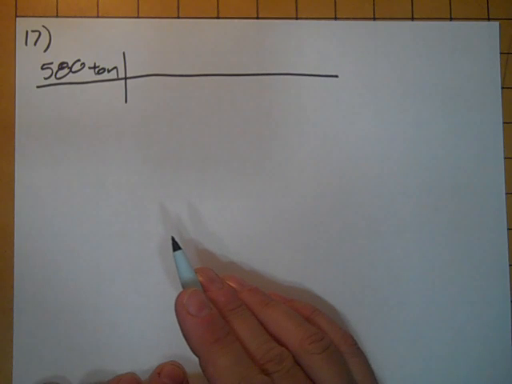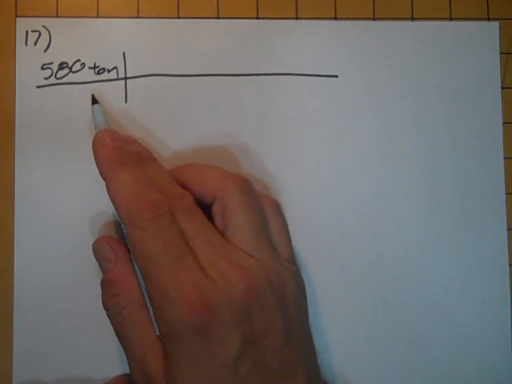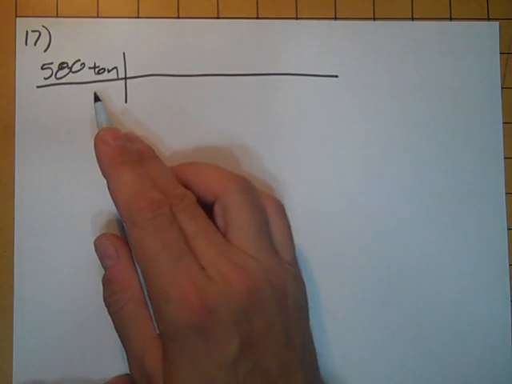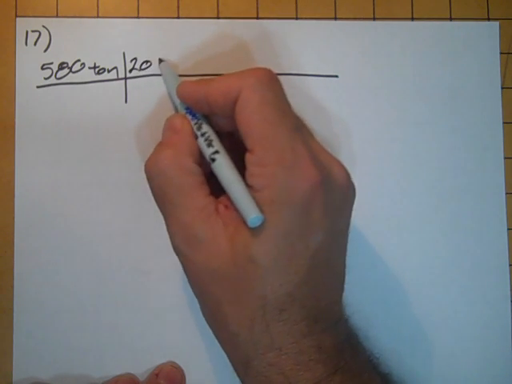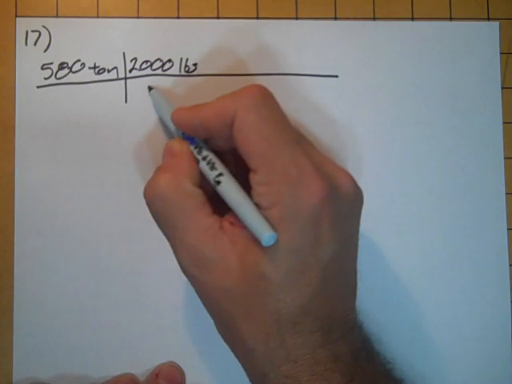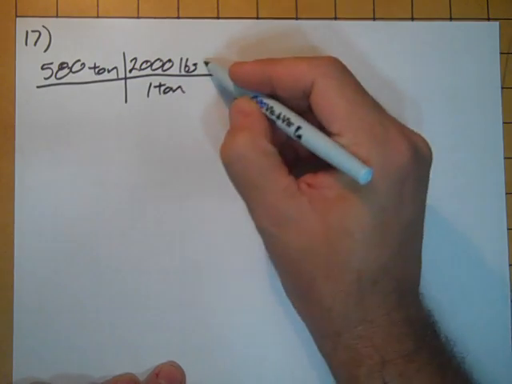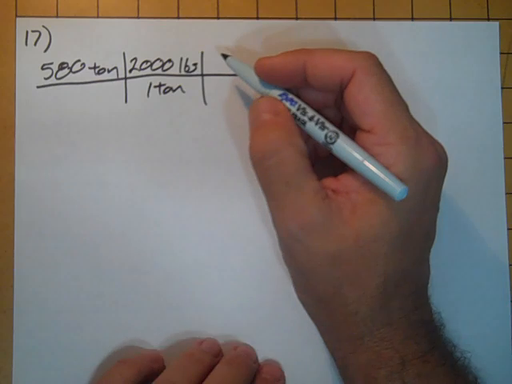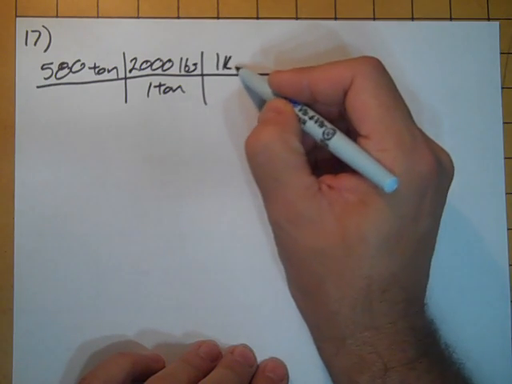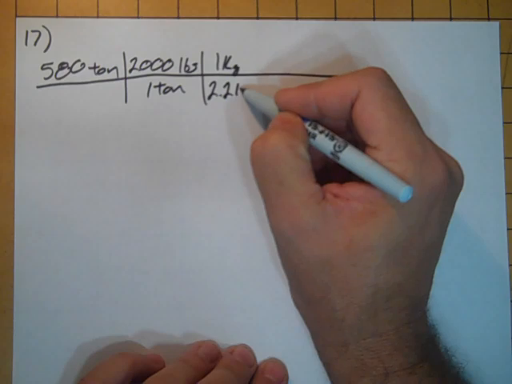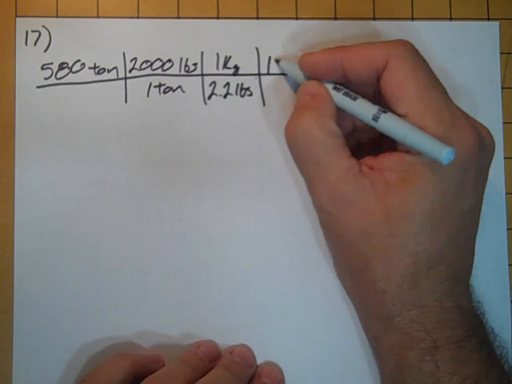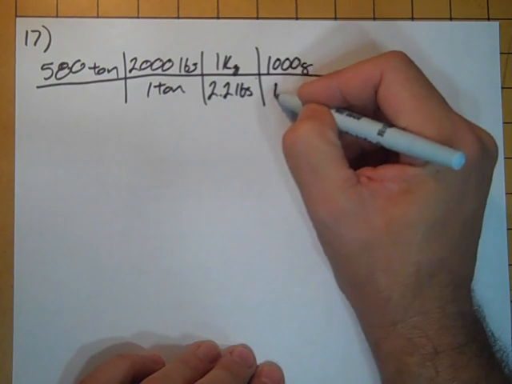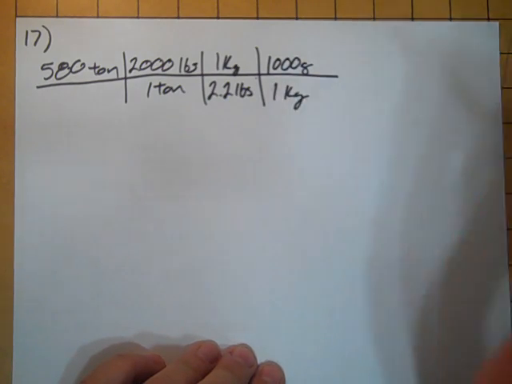But these are ways called factor label of setting up long conversions such as this one. So 580 tons, and I gave you a conversion factor that said there were 2,000 pounds for every 1 ton. And a conversion factor that said every 1 kilogram is made up of 2.2 pounds. And you all know that 1,000 grams for every 1 kilogram.